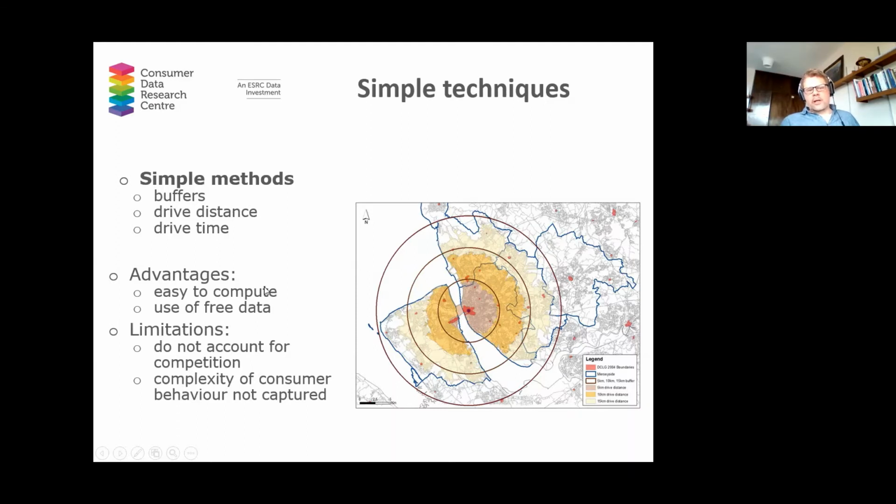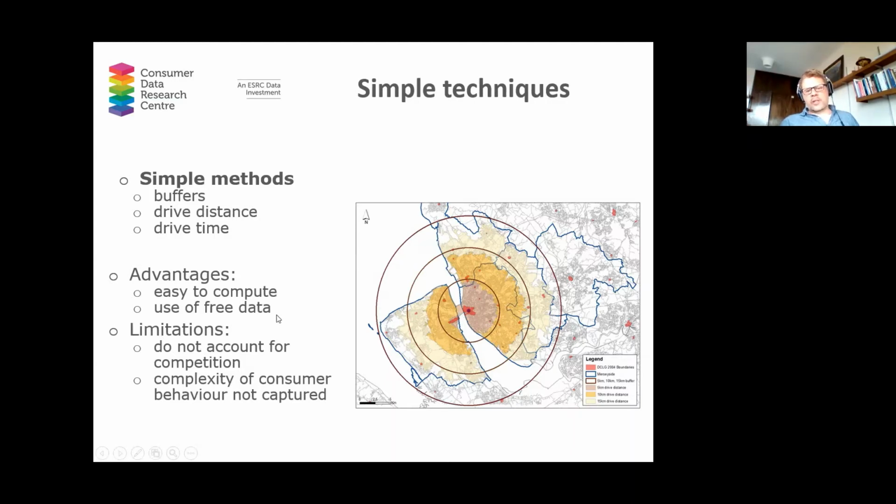There are clear advantages of using these simple methods. For example, these techniques are very easy to compute. They're still very useful. They are used by a range of retailers, especially if they want to find the best location, let's say, for a small convenience store. Drive distances, drive times, it's a very popular technique. It's easy to derive, and you can get really quick estimates. And typically you use free data, which is very useful, especially for researchers, I suppose.